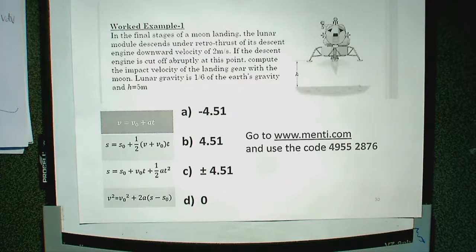S is for the height. Not necessarily height. Maybe you are moving horizontally. But I mean the distance. Yes, it can be vertical, it can be horizontal.